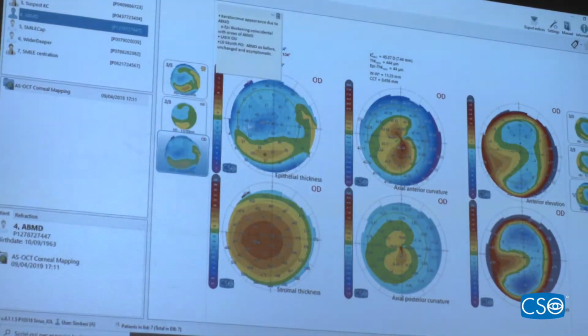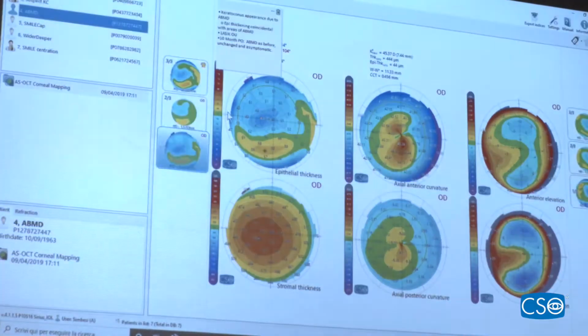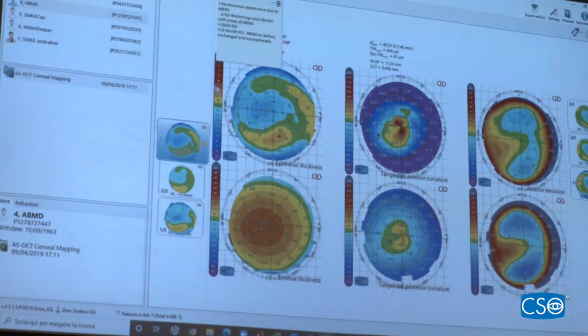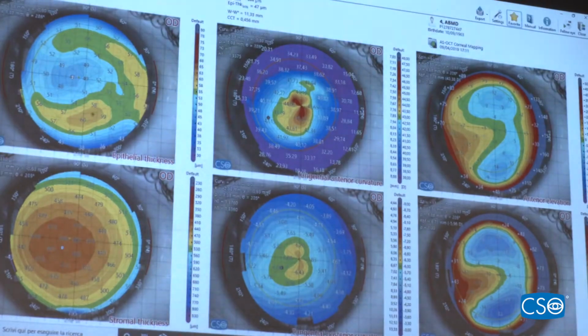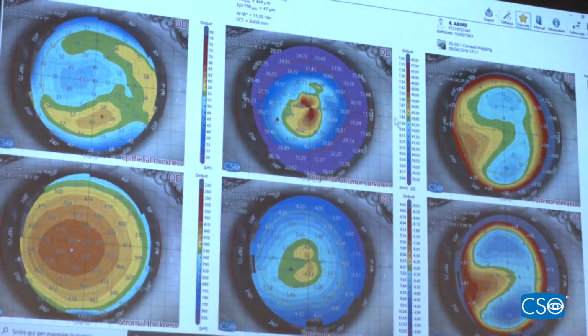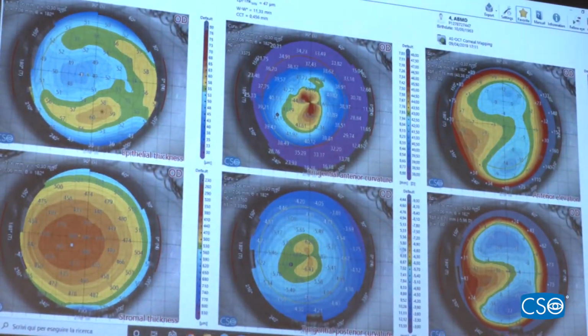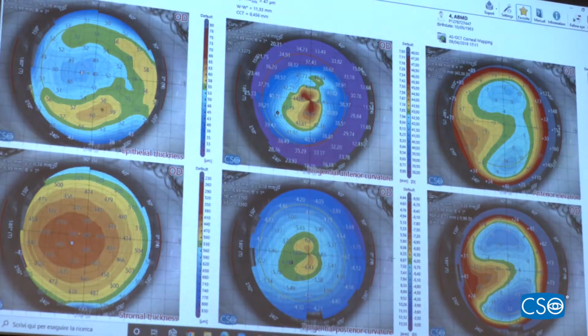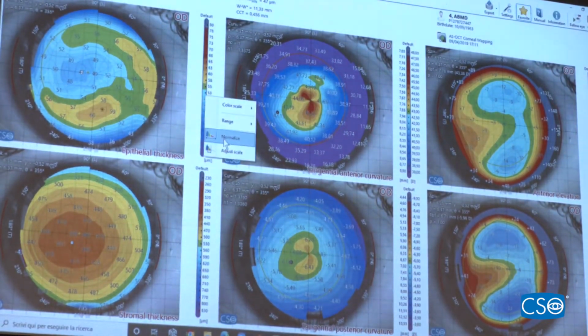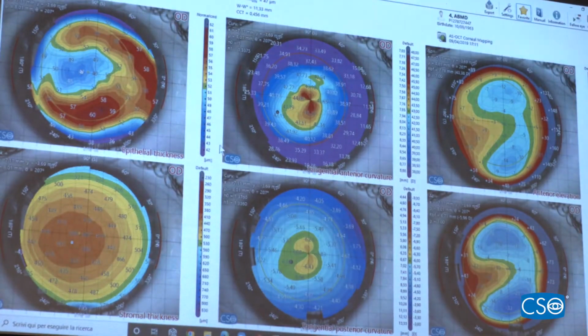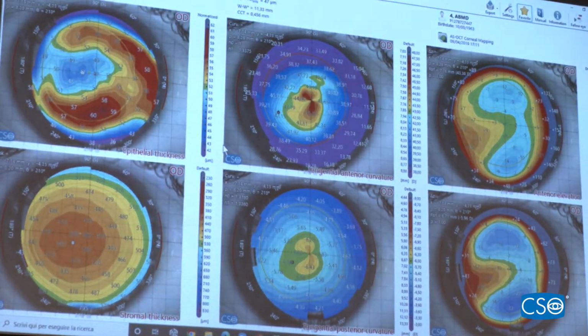This is an interesting case. Let me just see my scale. I'm looking at the right eye. So here's our 6 map. We have a very steep central tangential curvature on the front and back surface, right? And the epithelium doesn't look good, does it? You agree with me.